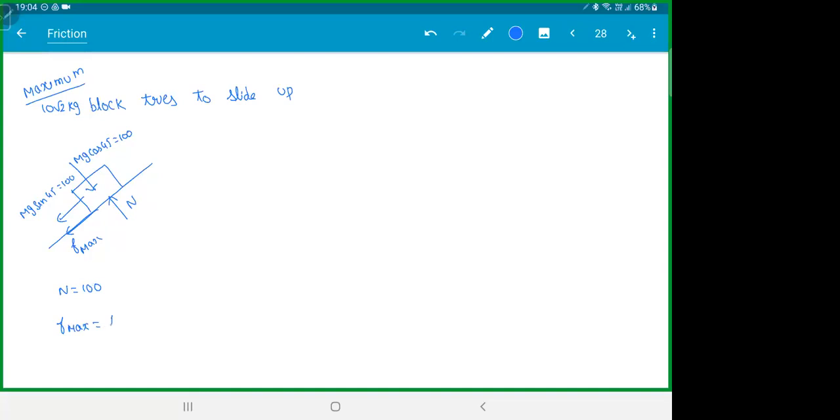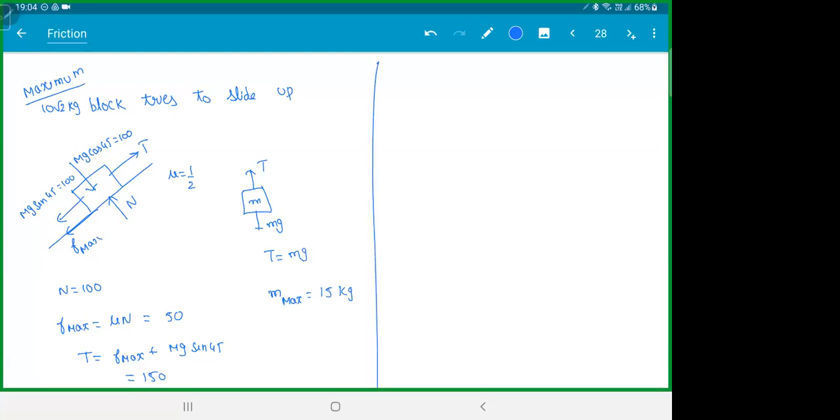Mu is given as half, and this will be the tension. So we get tension is equal to F max plus mg sin 45, which is 150 newtons. So if you take this small block here, this will be the tension. This will be small mg. T is equal to small mg. So we get the maximum value of m as 15 kgs. If you apply anything more than 15 kgs, the system will go up.